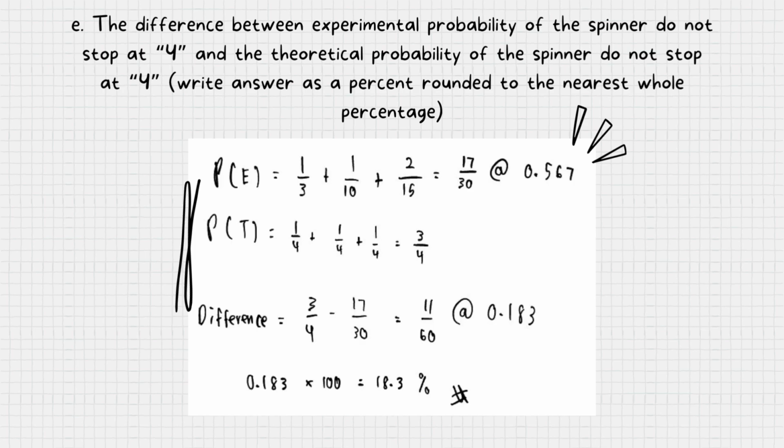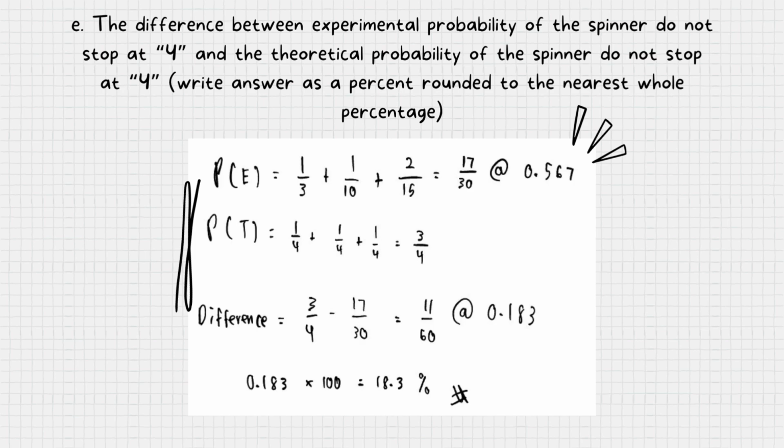The same goes for theoretical probability. We need to sum up the probabilities of the spinner stopping at number 1, 2, and 3. Each probability is 1 over 4, so we simply add 1 over 4 plus 1 over 4 plus another 1 over 4. So we will get 3 over 4.